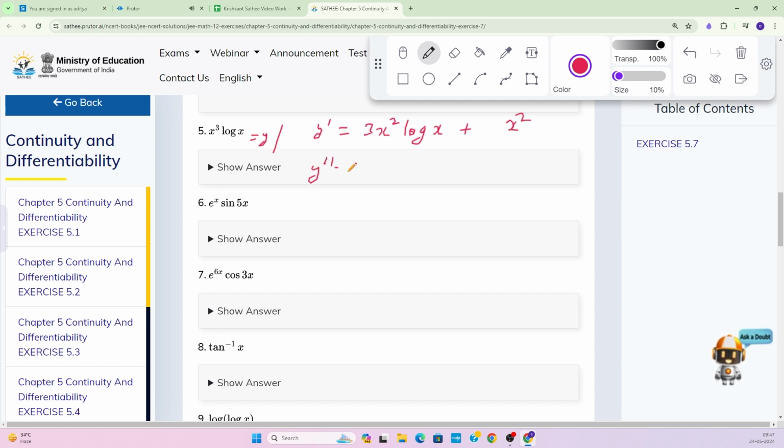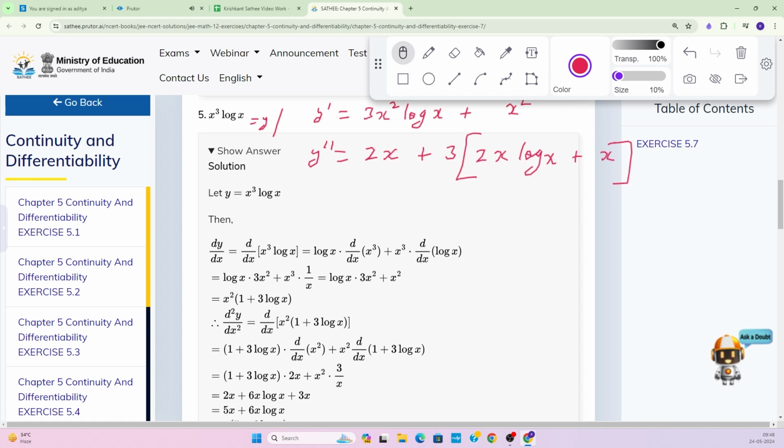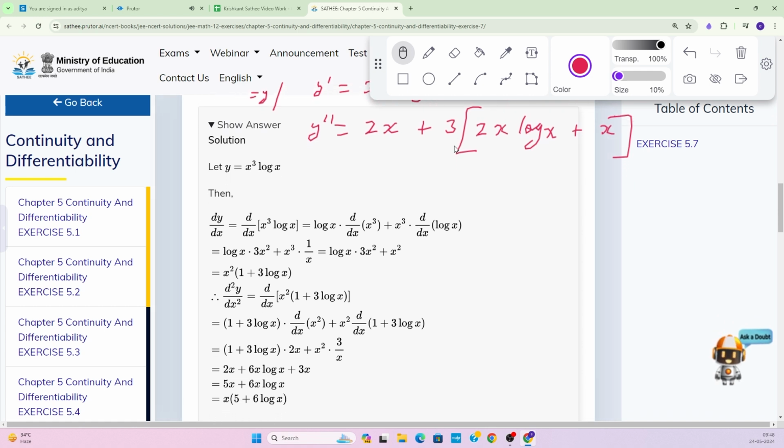Now the second order derivative will be what? Let me just derivate it first. So 2x plus, now the derivative of this part, taking 3 common, the derivative of the inside thing, you will have 2x log x plus x square divided by x. You will have just x left. So your final answer will be of this form. If you take things common, this 3x and this 2x will give you 5x, and this will be 6x log x. So 5x plus 6x log x.